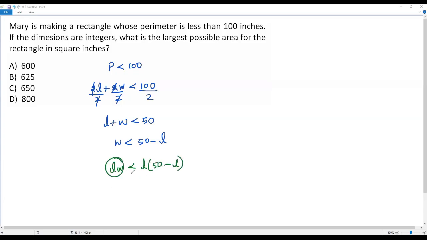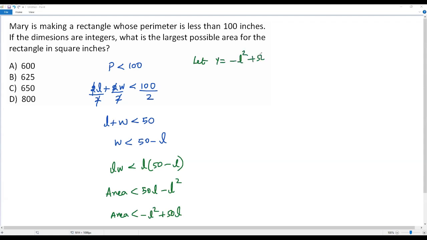Okay, so actually this L times W, that is length times width, represents the area of the rectangle. So instead of that, we can write area less than, we can distribute this L to this 50 and this negative L, then I'm getting 50L - L². So in my next step, area less than, we can rearrange the terms of this expression. I'm going to write this -L² first, and then I'm writing 50L next. So I'm writing this polynomial in standard form, where the term with the largest exponent should be written first. Okay, now I'm going to assign a new variable for this expression -L² + 50L. Let me do it. That is, let y equal -L² + 50L.